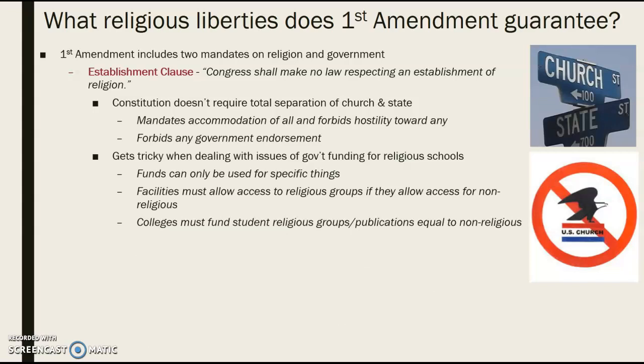And so, if you're giving money to a school, the colleges must fund non-religious groups equal to religious groups. So Georgetown University probably has an atheist students group, and they have to allow that and fund that equally to the Fellowship of Christian Athletes. That's how they stay in bounds of the Establishment Clause and still get money from the federal government.